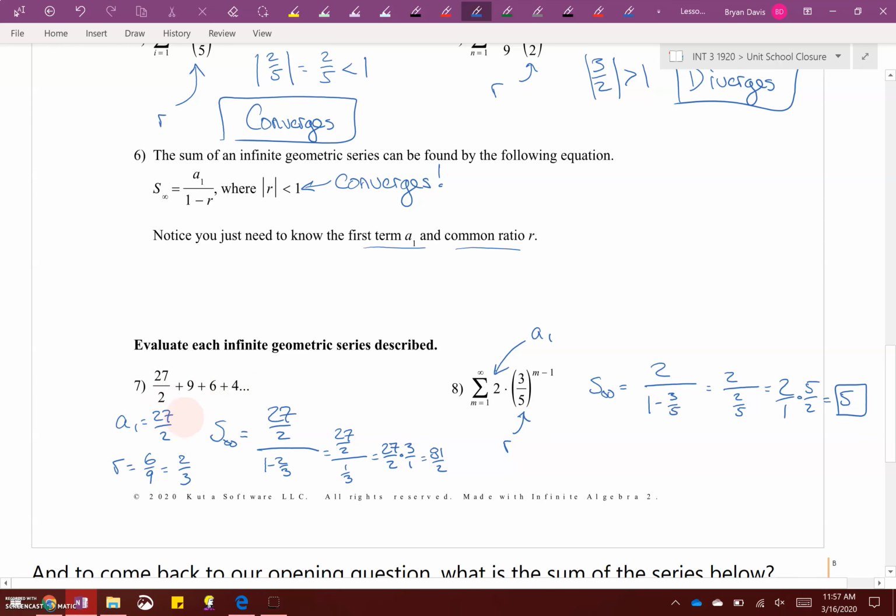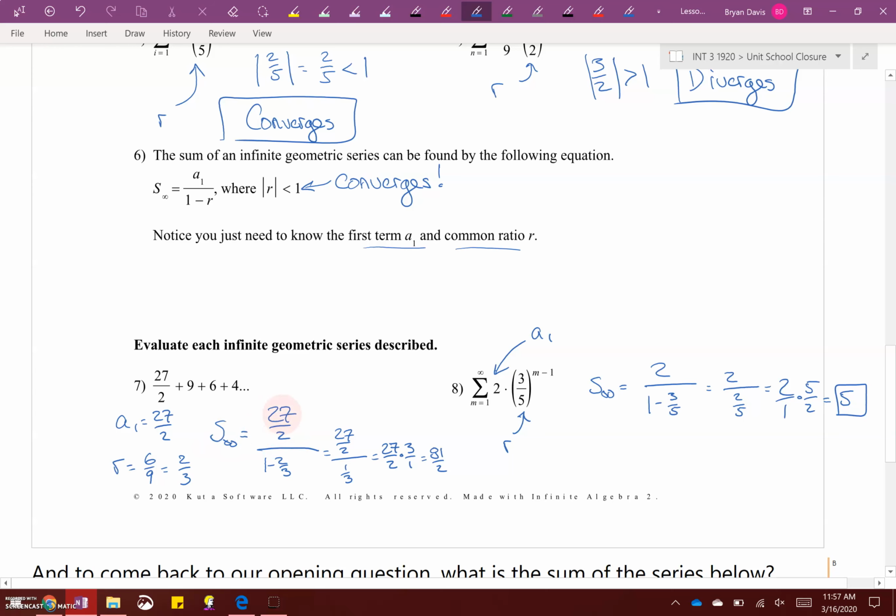I see that the first term is 27 over 2. The common ratio, I could take it by 6 divided by 9, or 4 divided by 6, or 9 over 27 over 2. But I see that the common ratio is 2/3. I know that the absolute value of 2/3 is less than 1. I know that this series converges, therefore I can use this infinite sum formula.